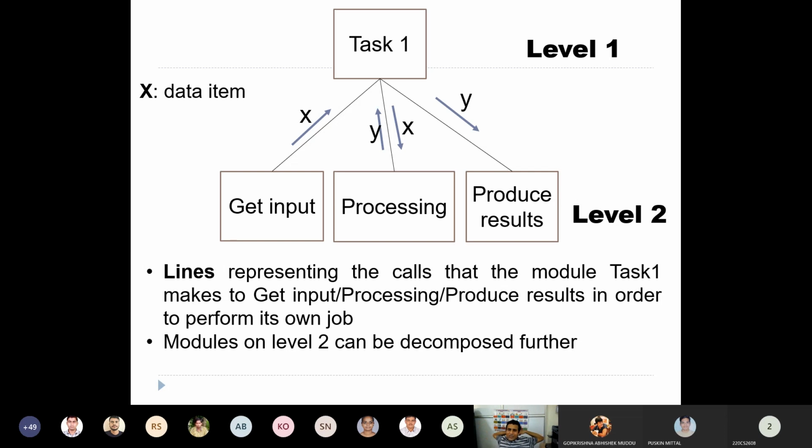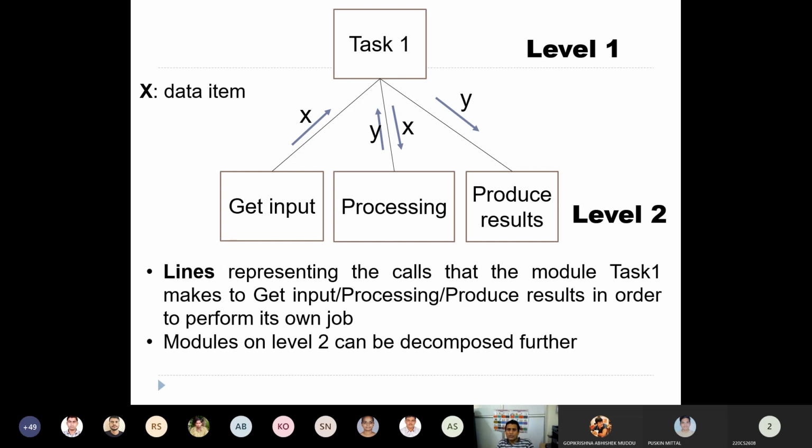So you can think of it as a flow of data as well as a certain number of modules. These lines connecting each module mean that the modules are associated. This task 1 module is dependent on this particular module, and this module is also dependent on the processing module. But produce result is not directly dependent on the processing module, though indirectly it is. Modules on level 2 can be decomposed further.